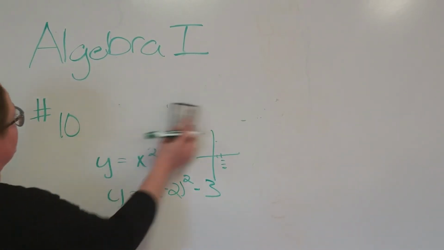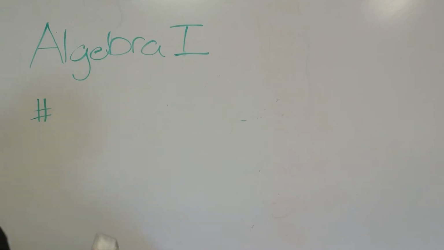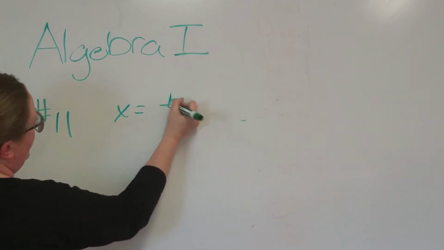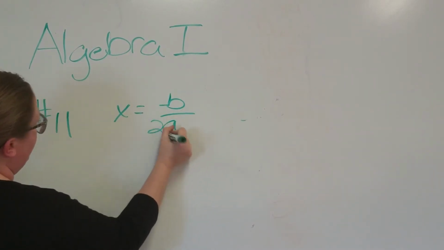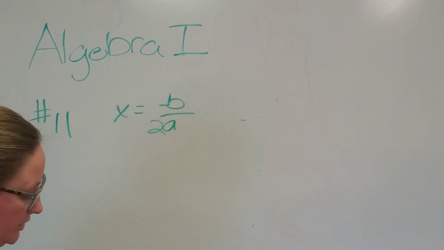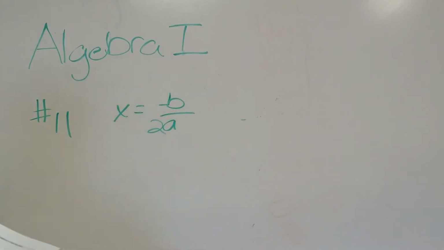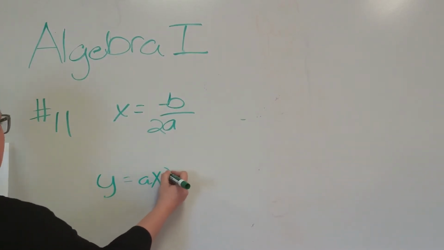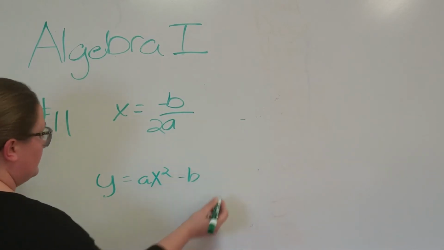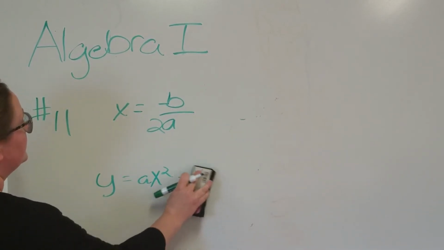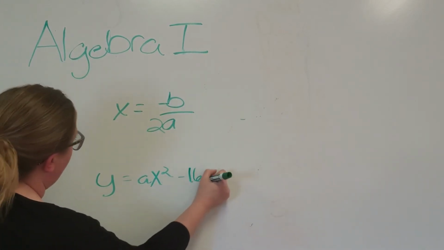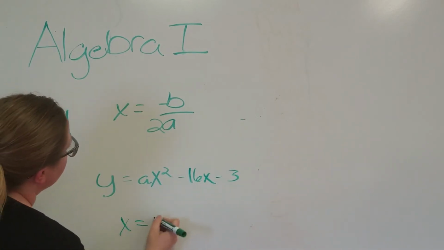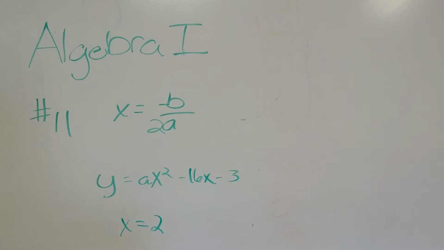Number 11, they ask about the line of symmetry. So if you'll remember, the equation for the line of symmetry is x equals negative b over 2a. All right, so they give us these equations. The line of symmetry for the quadratic equation, y equals ax squared minus 16x minus 3 is x equals 2. All right? And they want to know what's the value of a.